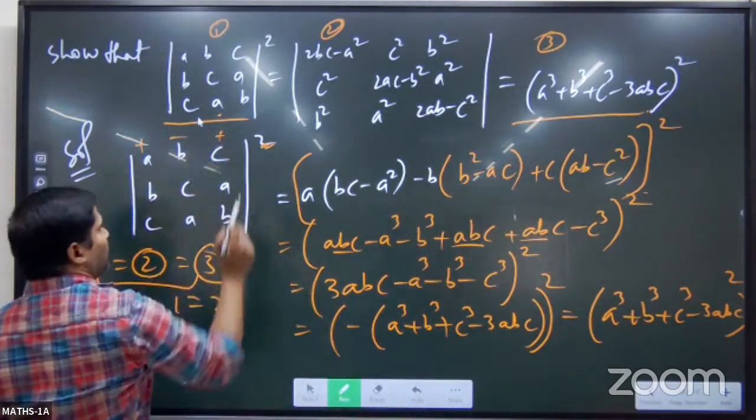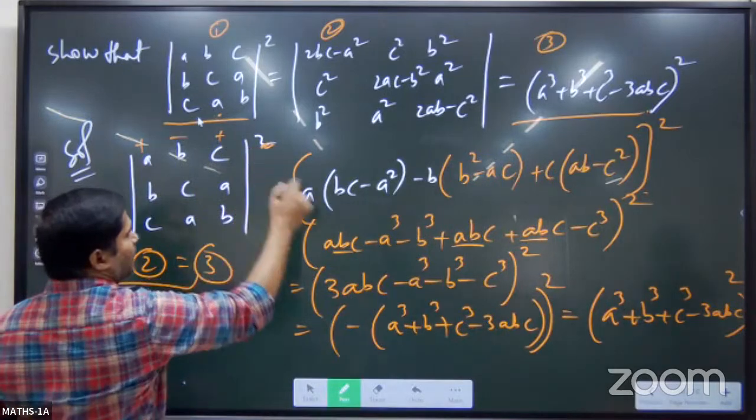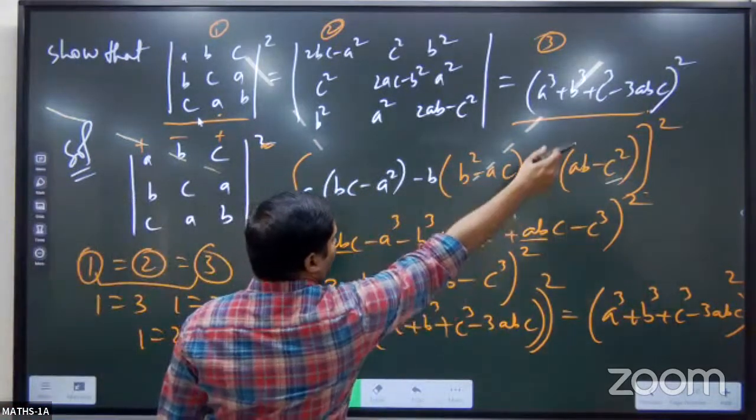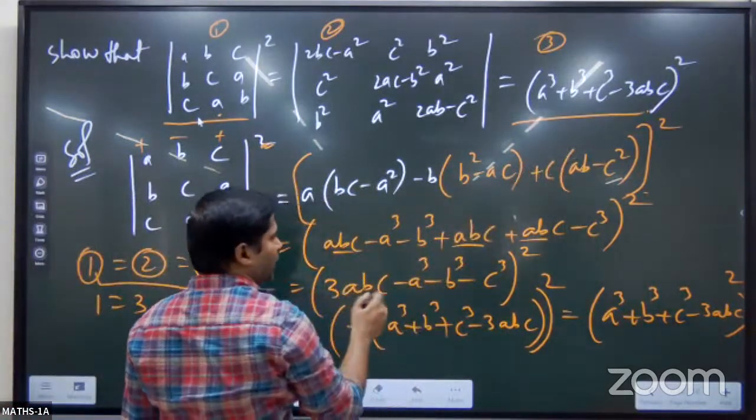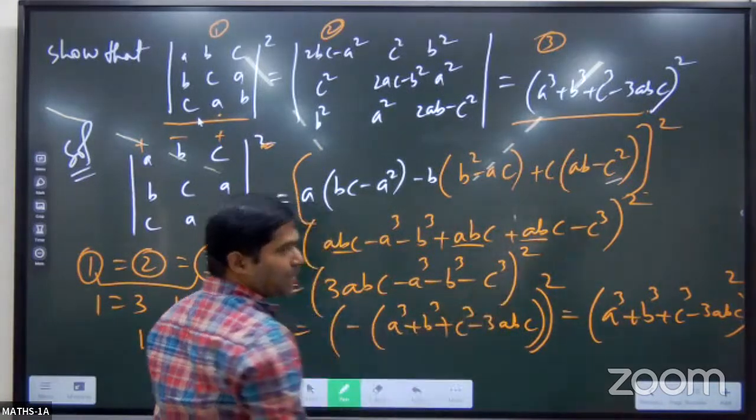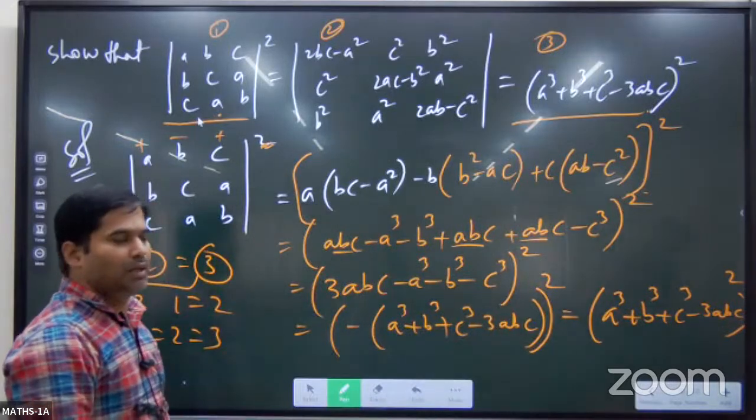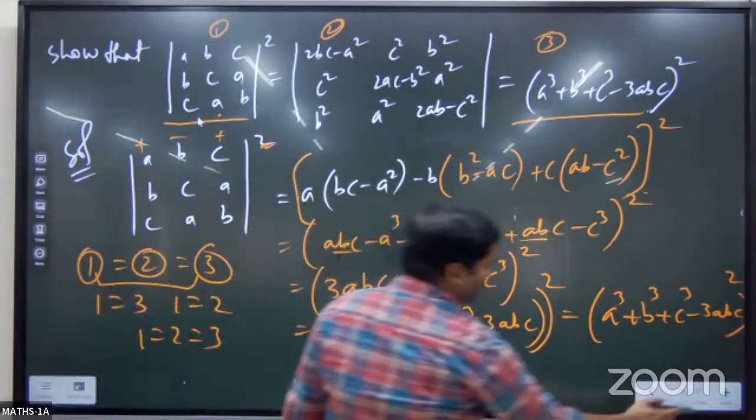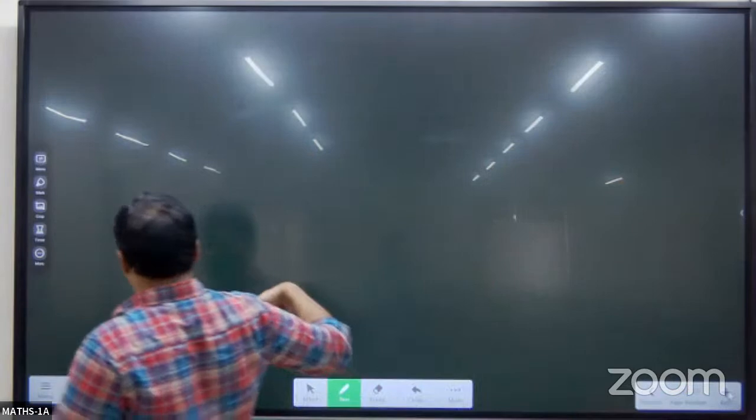This is your determinant expansion directly. Whole square is there, so you expand your determinant normally, whole square. Then what you will get is 3ABC minus A cube minus B cube minus C cube. Take minus common, its whole square. Because of even power, the minus becomes plus. Okay? Right. Now, once again, for 1 equal to 2, I'm going to take ABC.